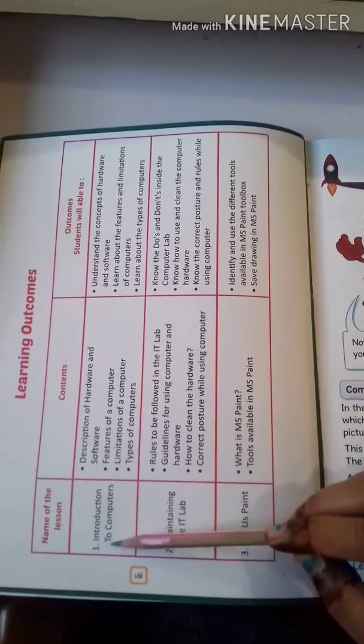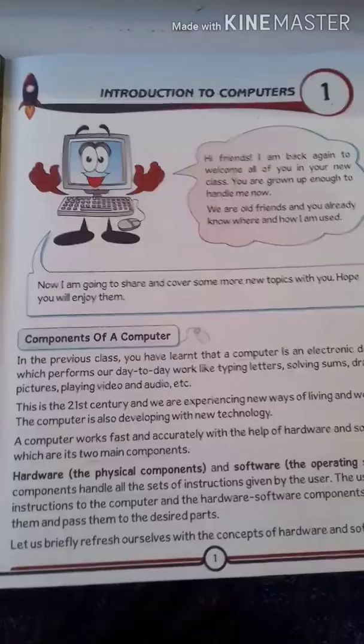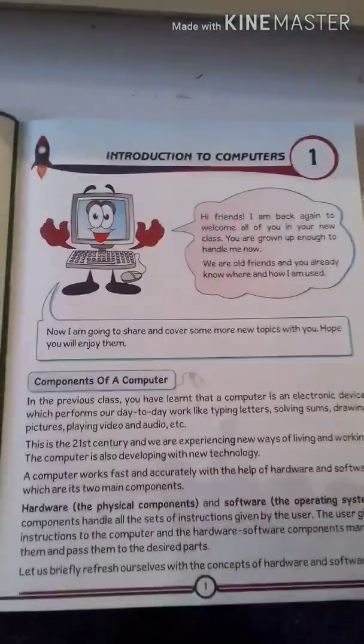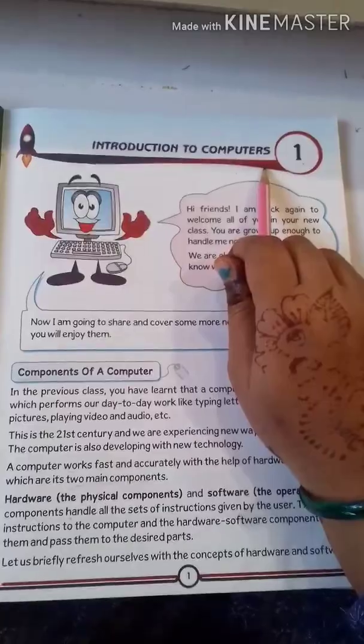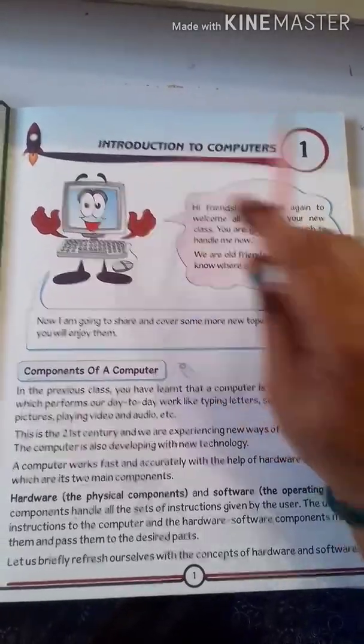The computer subject has three lessons: lesson 1, lesson 2, lesson 3. The first lesson name is Introduction to Computer. The second is Maintaining the IT Lab, and the third is Let's Paint. This is your first lesson, page number 1. Unit number 1, lesson number 1, Introduction to the Computer.